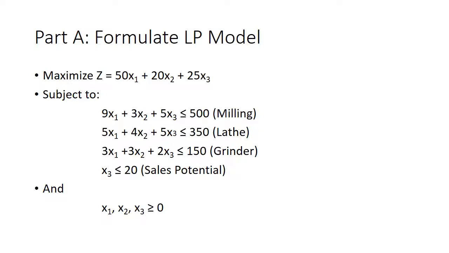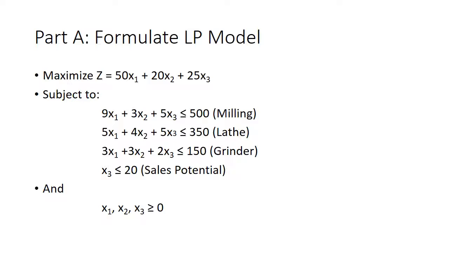So the sum of all of those products that we're going to make has to be less than 500 hours. We also have that type of constraint for the lathe machine and the grinder. The final constraint here is that product 3, x3, has to be less than 20. This has to do with that sales potential we talked about earlier, where if we made more than 20 units of product 3, those extra units wouldn't sell. So there's no point in making more than 20 units. So we're saying that we need to make 20 or less units of product 3.